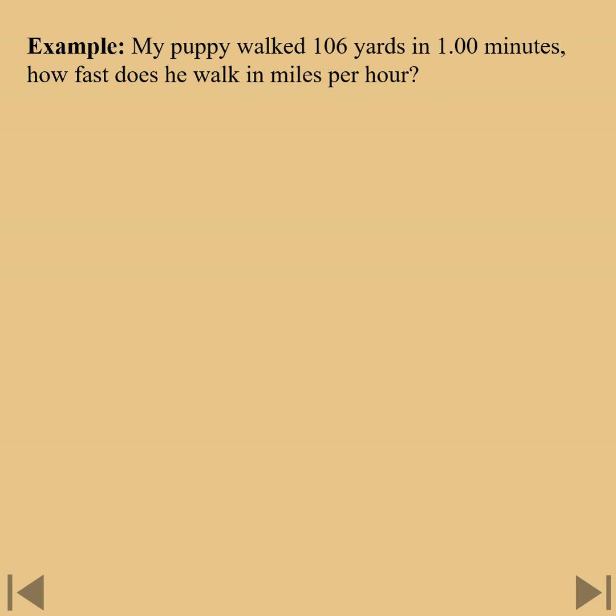Okay, another example. My puppy walked 106 yards in 1 minute. How fast does he walk in miles per hour? I did this problem because now we're going to have a dual unit answer, somebody per somebody else. What happens when you have one unit over another for your final answer? Well, then you're going to have one unit over another for your starting material.